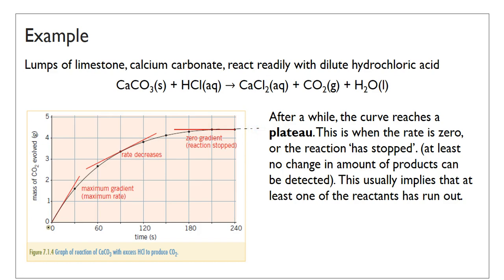So you need to understand this shape, going from a very high rate at the start of the reaction when you have a lot of reactants, and then gradually decreasing. So the rate of reaction gradually decreases over the course of a chemical reaction until you get to a point when the rate is 0.